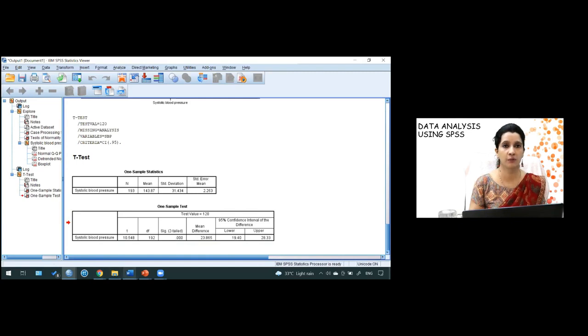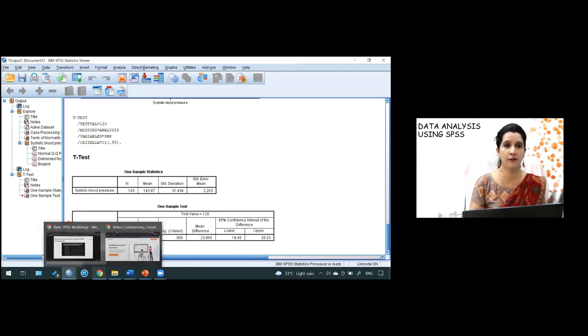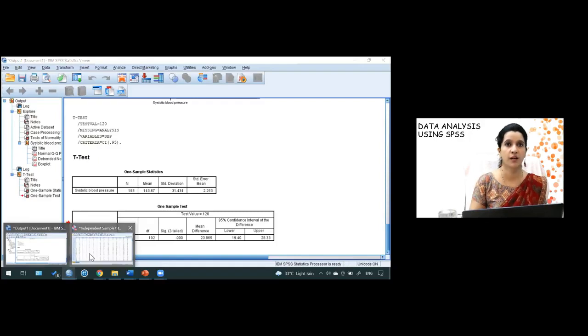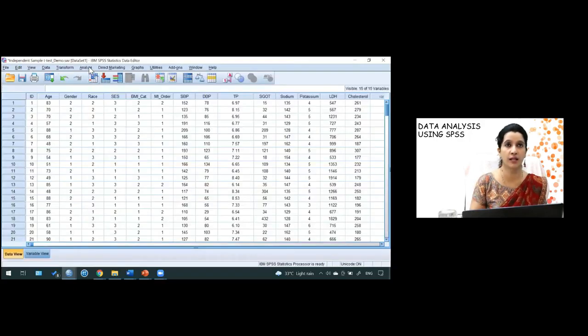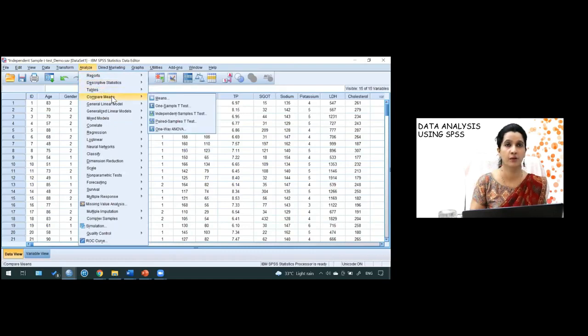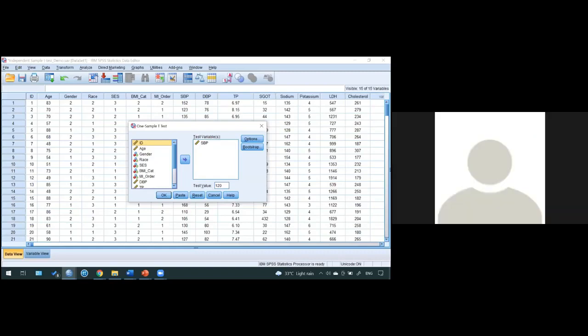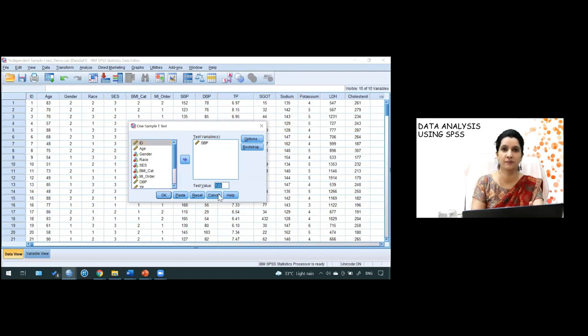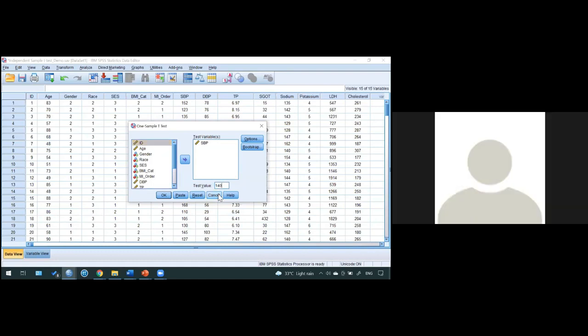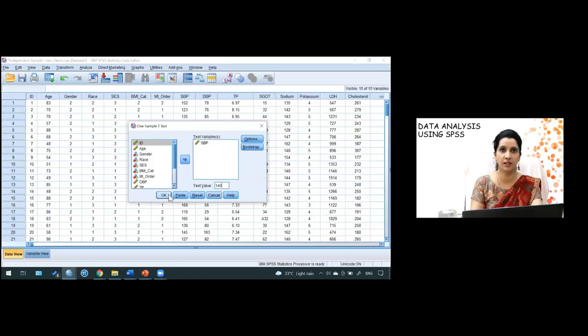So that was the one. Now the second command was I have to test it against 140. What will I do? I'll go to analyze, then compare means, one sample t-test. And again, what do I need to do here? Nilima, what should I change here? Yes, ma'am, the test value. Yes, very good. 140. So I have written here 140. Then again, I'll click.